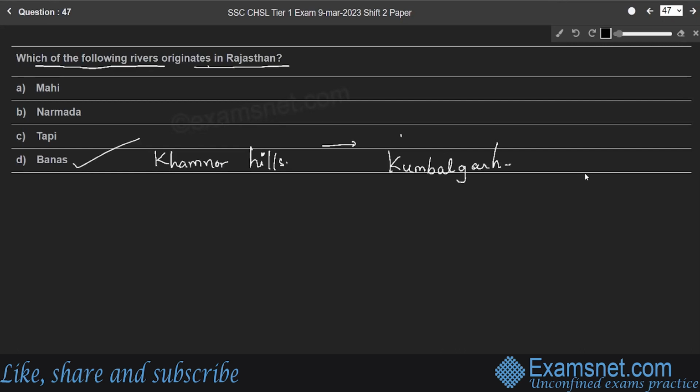It is also known as Van Ki Asha. That means hope of forest. Right? Hope of forest. It flows northeast through the Mewar region of Rajasthan and meets the Chambal near the village of Rameshwar in Sawai Madhopur district. Option D is the answer.